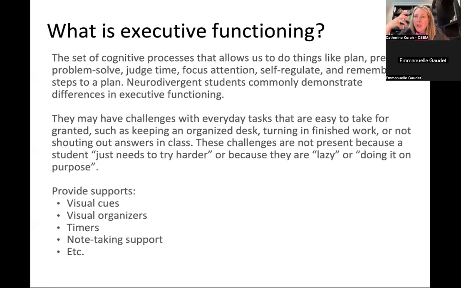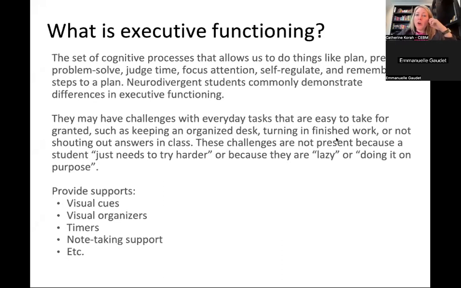So we can imagine for our neurodiverse population that they may have a harder time with regulating their emotions, not just because of the sensory gating system and the overload, but also because of the executive functioning not working fully or properly. They may have a hard time with focusing, with organization and so forth. And so they may have challenges with everyday tasks that are easy to take for granted, such as keeping your desk organized, turning finished work in, or not shouting out an answer in class.